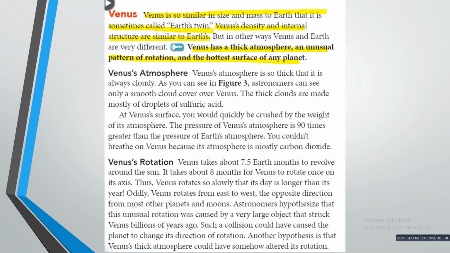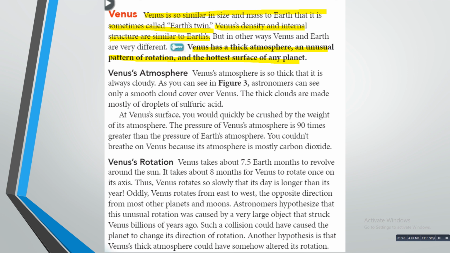Now, because it has a thick atmosphere, that's one of the reasons why it's really hot. We are going to take a look at the different reasons of why it's extremely hot in the next slide. First, let's take a look at the atmosphere of Venus.